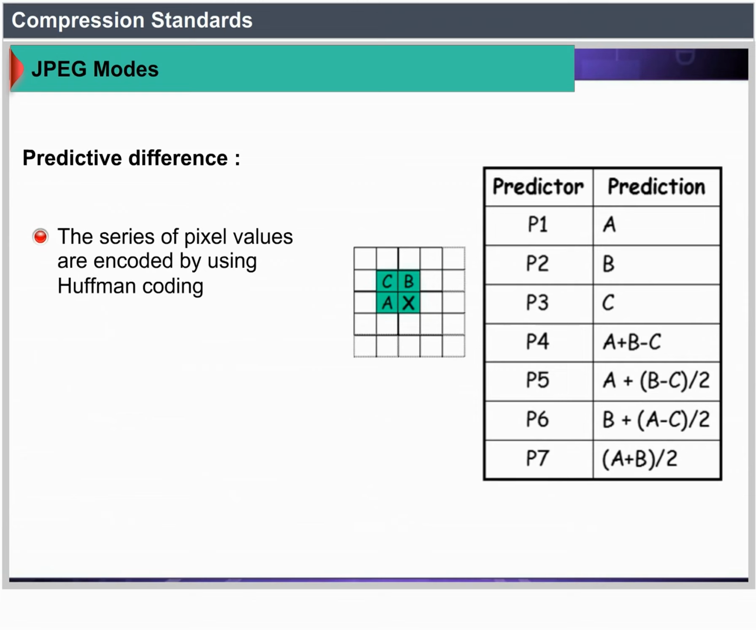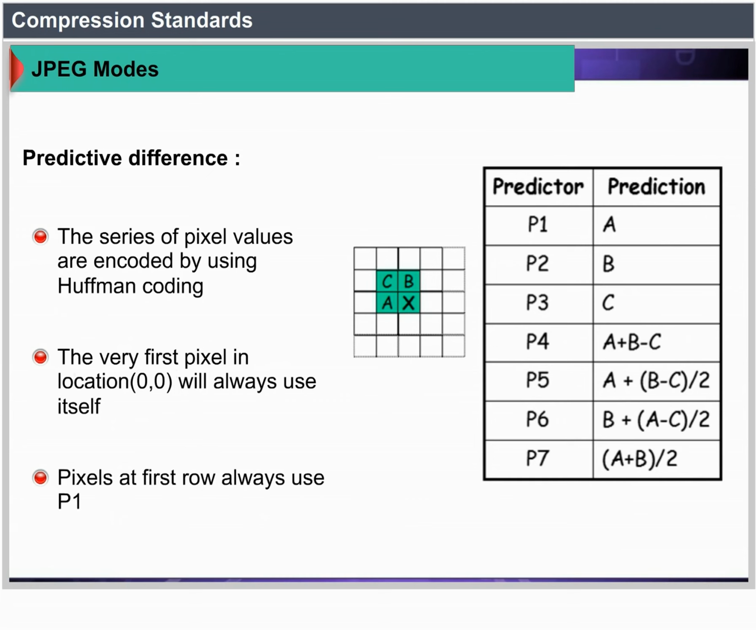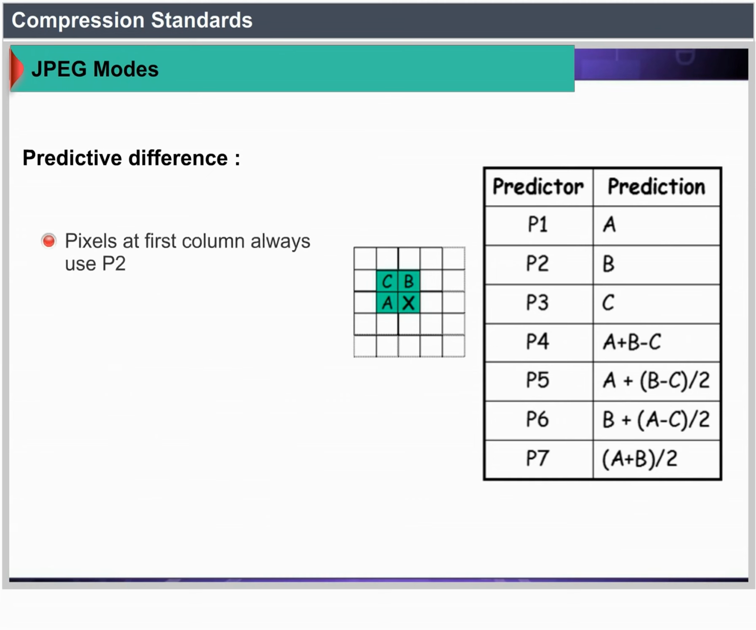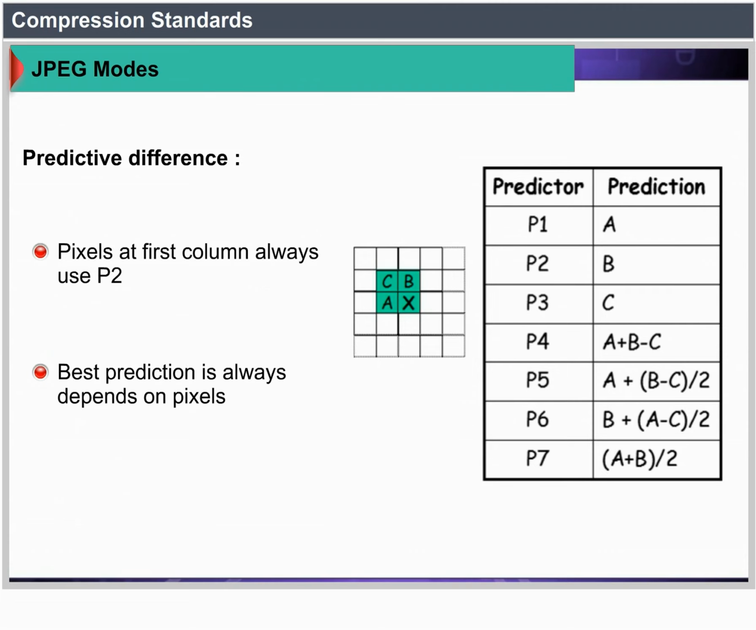Referring to the expression on screen, the very first pixel in location 0, 0 will always use itself. Pixels at first row always use P1. Pixels at first column always use P2. Best prediction always depends on pixels.